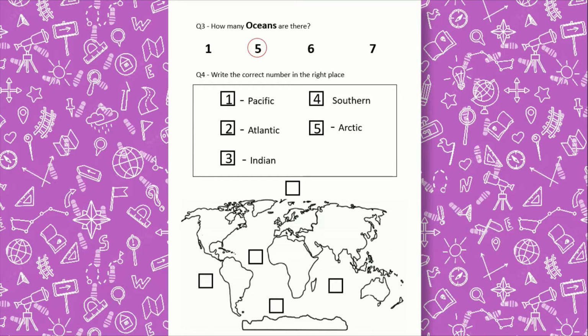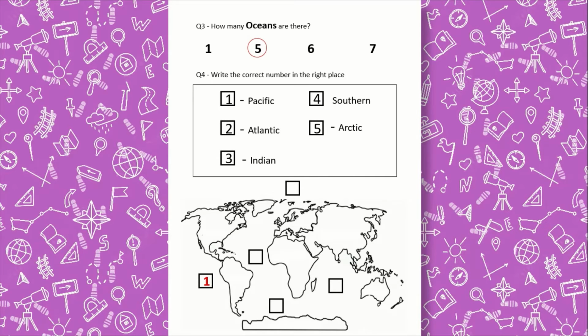So how many oceans are there? 1, 5, 6, or 7? 5, correct. Now let's put the right numbers in the right oceans. First is the Pacific Ocean. Where is the Pacific Ocean? Right here. Correct. Now number 2 is the Atlantic Ocean, which is between Africa and South America.